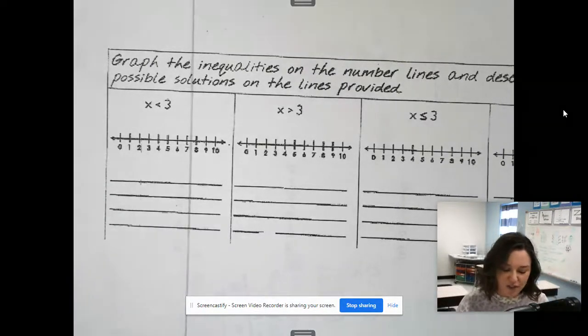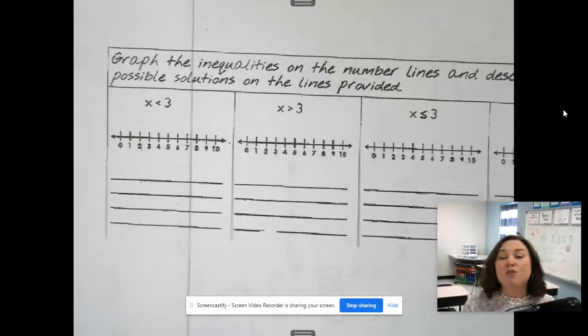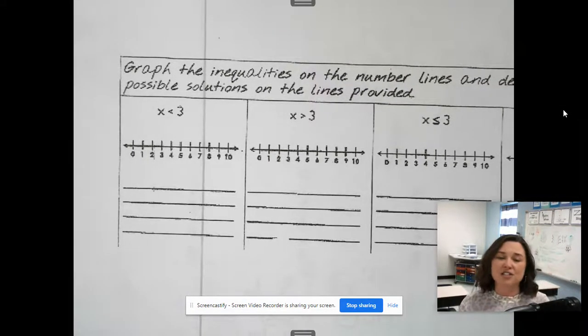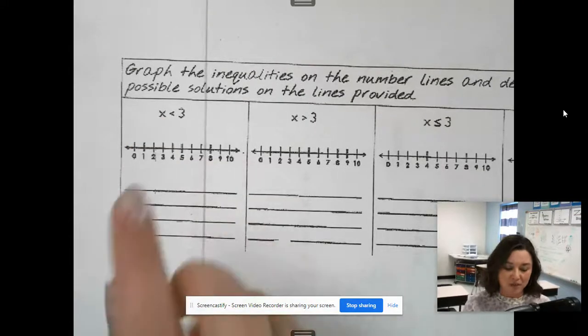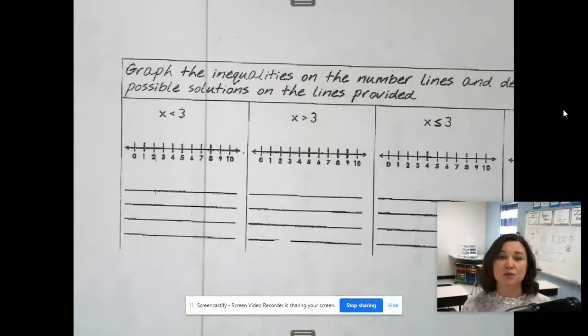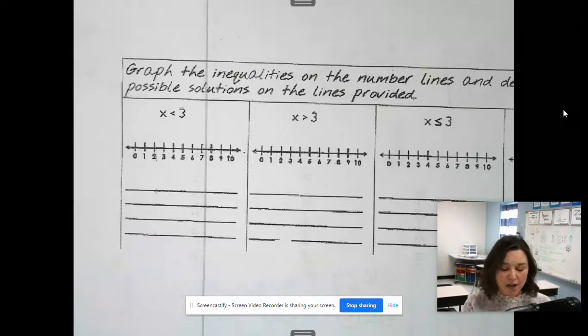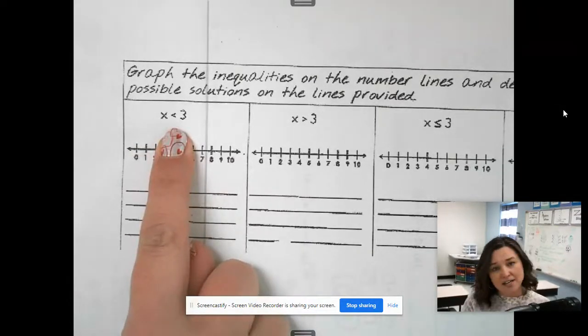It says graph the inequalities on the number lines and describe the possible solutions on the lines provided. What we've been doing so far is solving equations, and you did a little bit of 1- and 2-step inequalities with Ms. Cohen-Hardy, I think, but we need to review some of that because it's been a little while. So the first thing I want to practice is graphing. So far we've been dealing with x equals 3, which means there's only one answer, and that answer is 3.